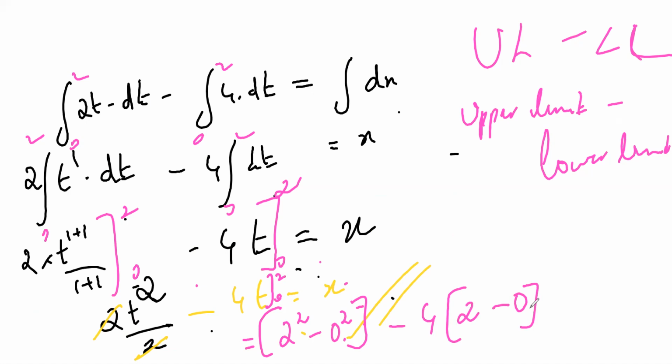I put square here because square is here. Here there is no square, it is power 1, that's the reason I just put 2. So 2 square is 4. 4 minus 8 is equal to minus 4. So this is nothing but my x value. So x is equal to minus 4 ampere. That's it.